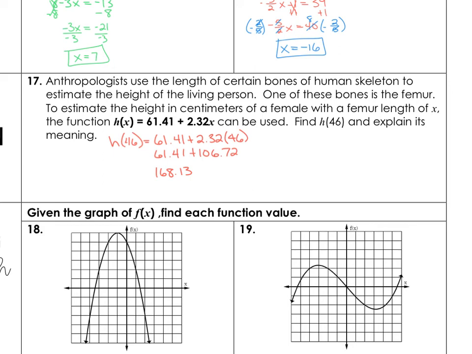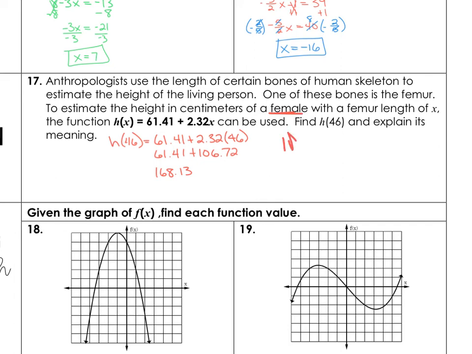Now, if you look at it, it says to explain its meaning. So it's 168.13. Look at the problem that we had. It says one of these bones is the femur. To estimate the height in centimeters of a female with a femur length of x. So basically, when the femur measures 46 centimeters, then the female would be 168 centimeters.